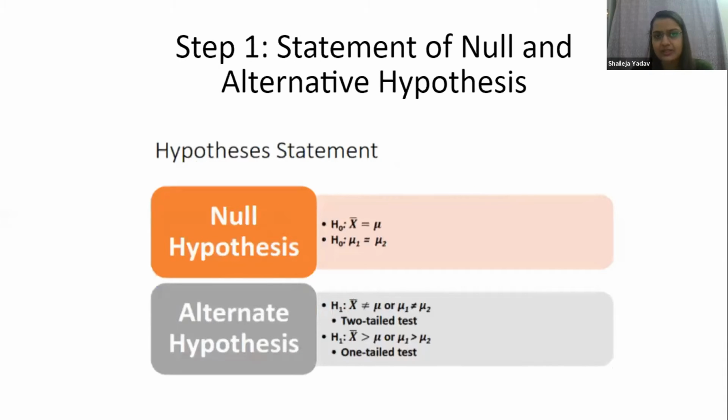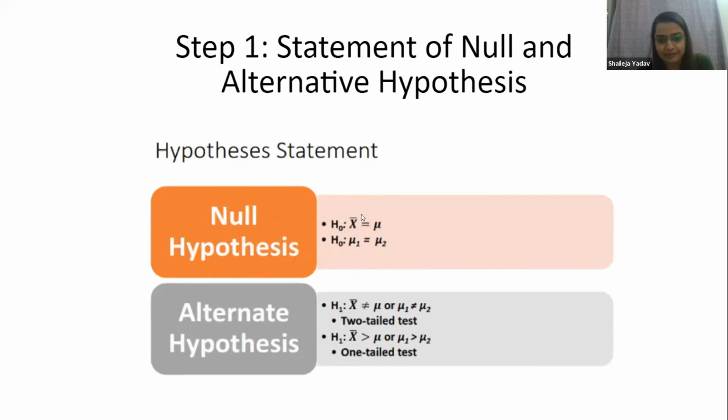Coming to step one, we will firstly be stating the null hypothesis and the alternative hypothesis. I'm pretty sure that we are already aware of these terms, but still to give you a refresher, a null hypothesis is basically something that will tell you that either the sample mean that you are stating is equal to the population mean, or the null hypothesis can be that this mean is equal to that mean. It really depends on your research question, what you are trying to do.